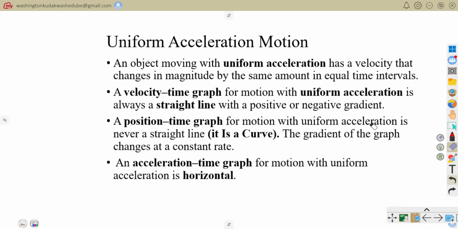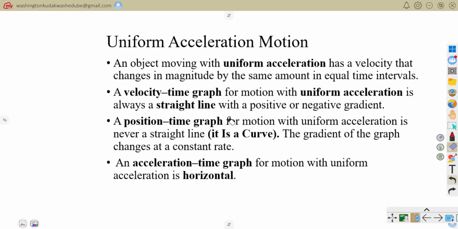So maybe we can explain this better when we are using graphs, because you will see that a velocity time graph for uniform acceleration will always be a straight line. Why? Because under velocity time graph, the gradient gives you acceleration. So if the acceleration is the same, it simply means that the gradient has to be the same. So it will be a straight line graph of same gradient. And the gradient can either be positive or negative.